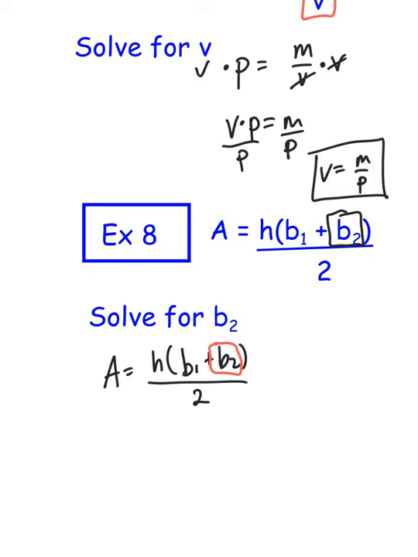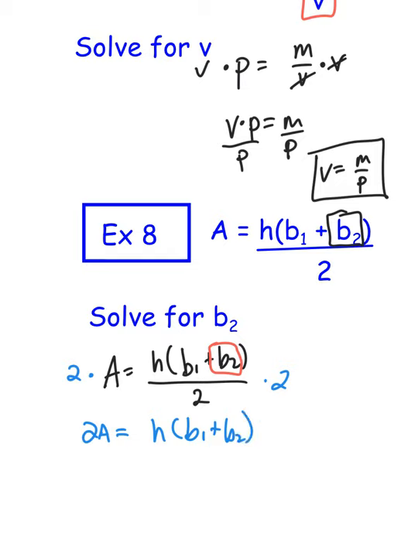And there's a couple different things we could do to start out with. But what I want to do is I want to try to get rid of this fraction if at all possible. So I'm going to multiply by 2 because we are dividing by 2. And those are going to cancel out. So then I'm going to multiply by 2 on the other side of the equation. I've got 2A equals H times B1 plus B2.